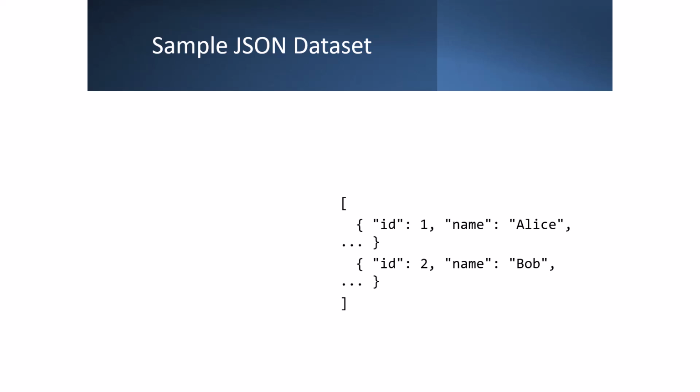So next comes the sample JSON dataset. This sample users.json file contains an array of user objects. Each user has an ID, name, and a list of roles. So when loaded, it becomes a list of dictionaries in Python, as I said in one of the previous slides.